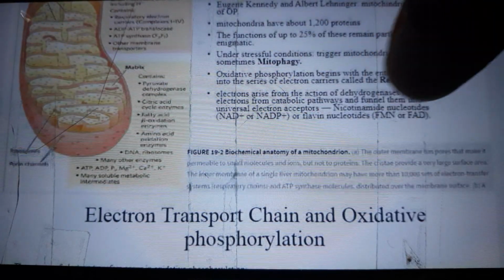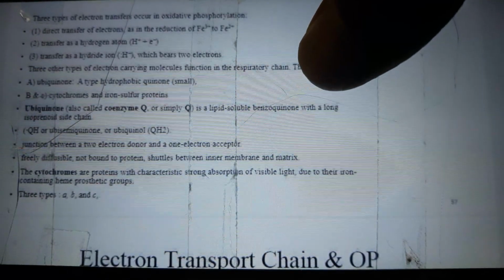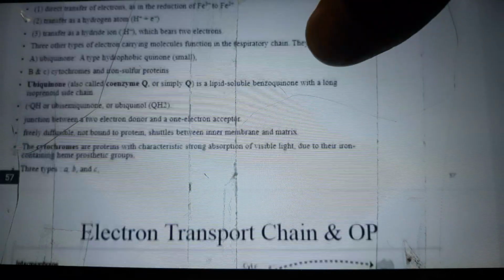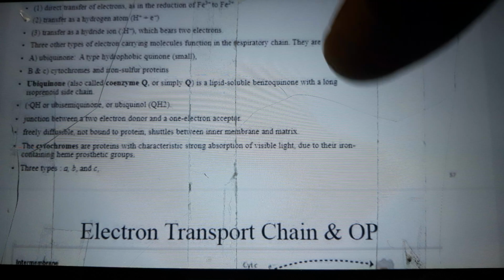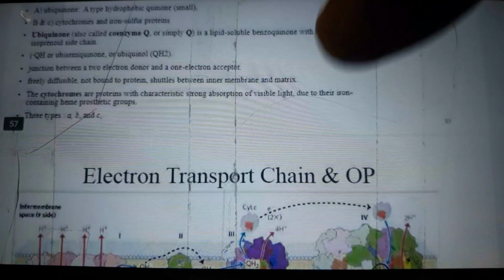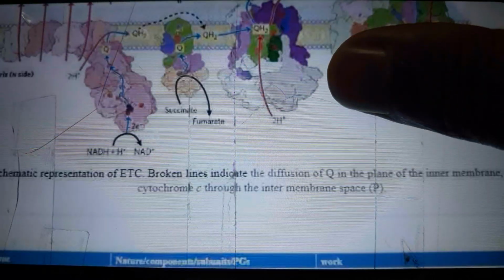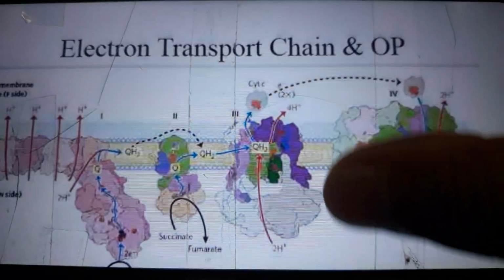Take a screenshot of this. Electron-transport chain and oxidative phosphorylation: types of electron transfers that occur in oxidative phosphorylation. There are three types of transfers. Ubiquinone. I've given all these details in my formal lecture; I'm just giving you an illustration, so take note of each. You can magnify it and see the whole thing. That's the diagram for the electron transport chain and oxidative phosphorylation.